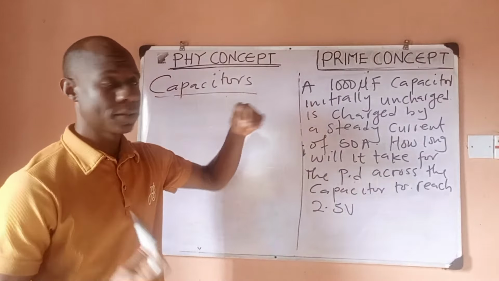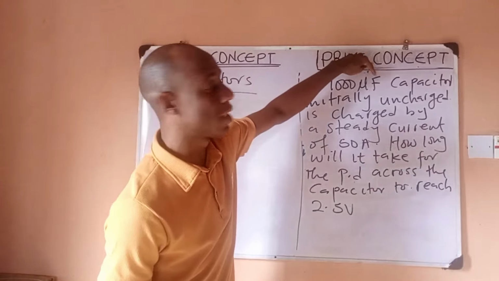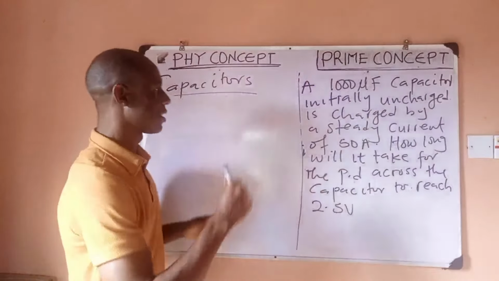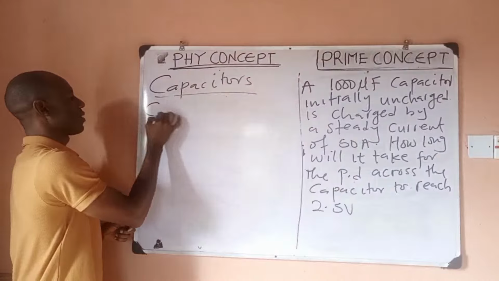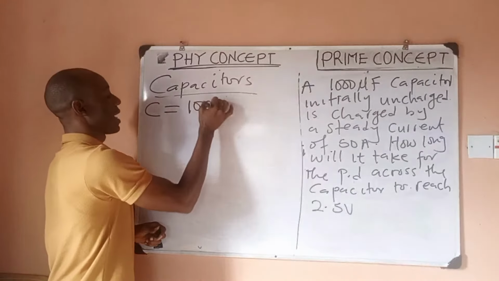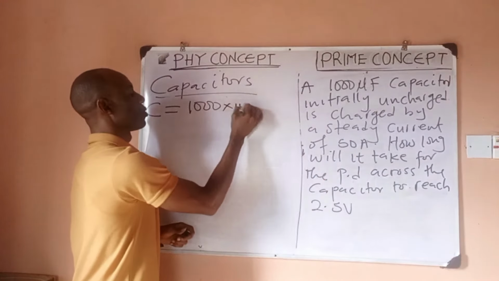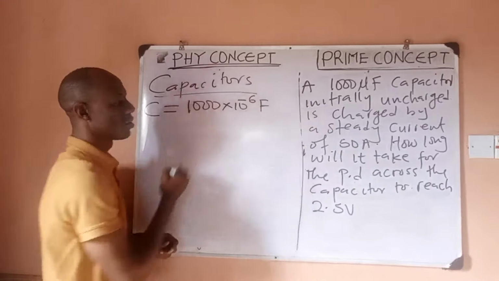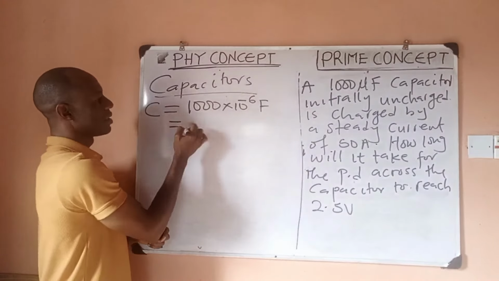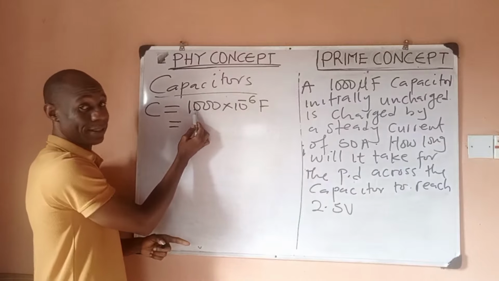Now let's solve together. Any answer yet? All right, let's solve together. The question says a 1000 microfarad. First, you should know that the capacitance of the capacitor, C, is given to us as 1000. Remember, micro simply means times 10 to the power minus 6. Then I will include my farad. So it means this. Remember, 1000 is the same as 10 to the power 3.